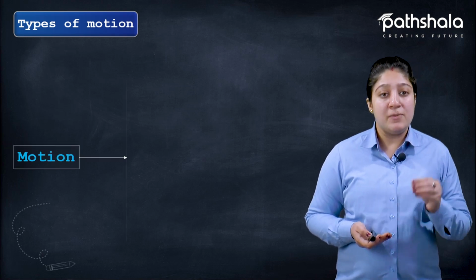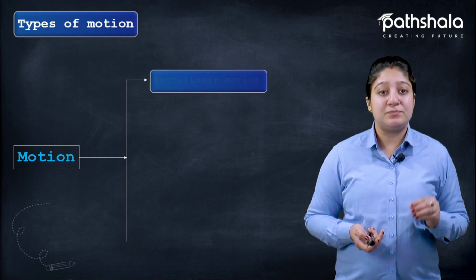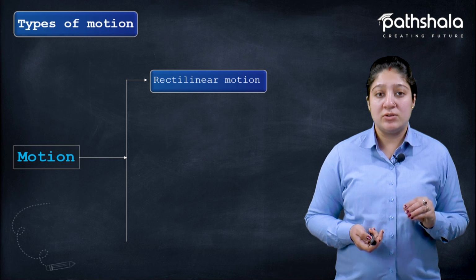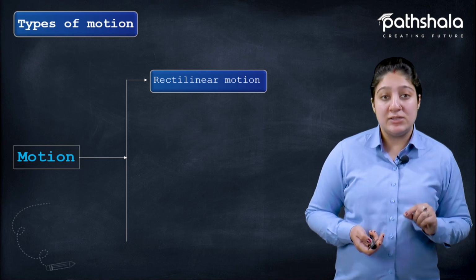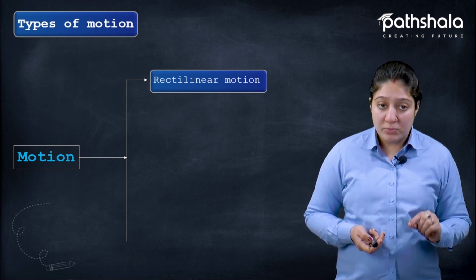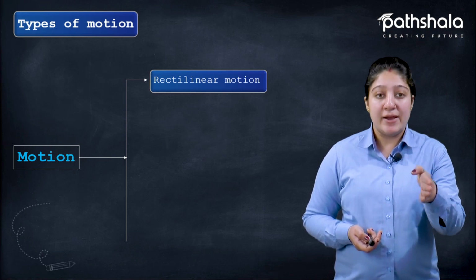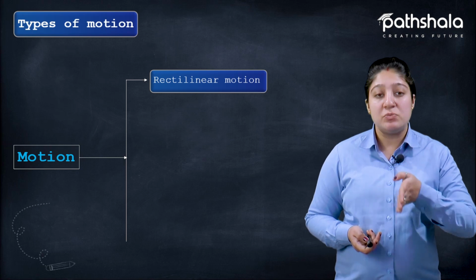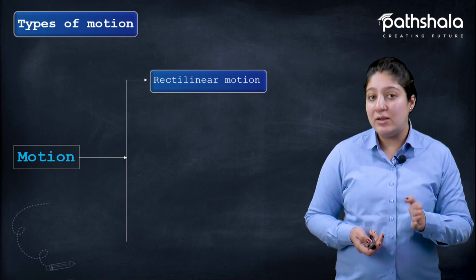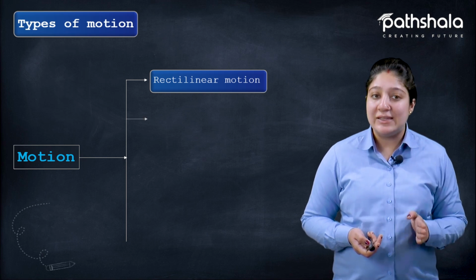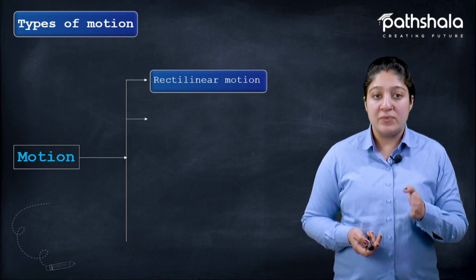So first of all, the first type of motion is rectilinear motion. Now what is rectilinear motion? Rectilinear, linear, straight. When an object or a person is moving in a straight path, not moving left or right, just moving in a straight path, then the object is said to be in rectilinear motion, or we can say in straight motion.